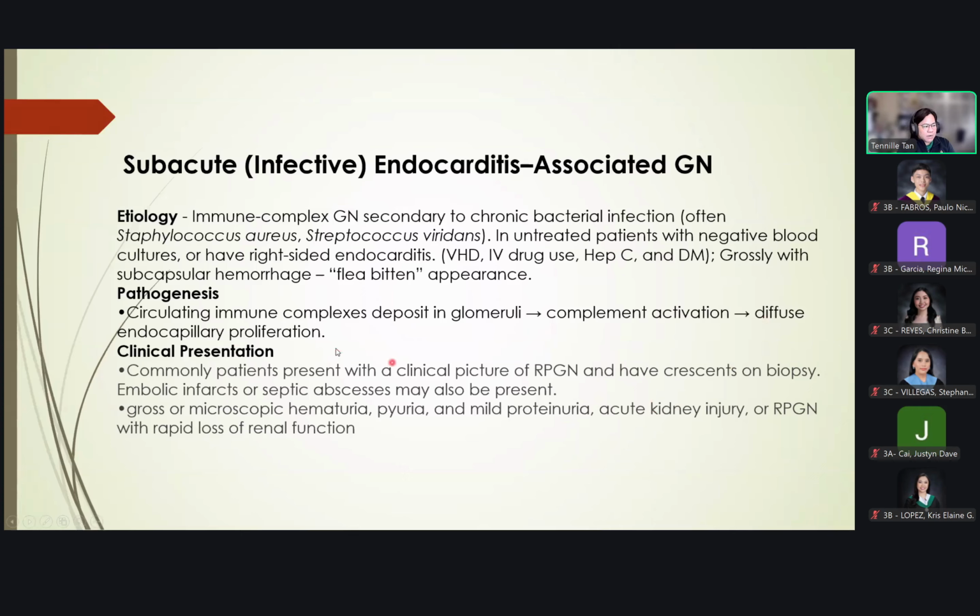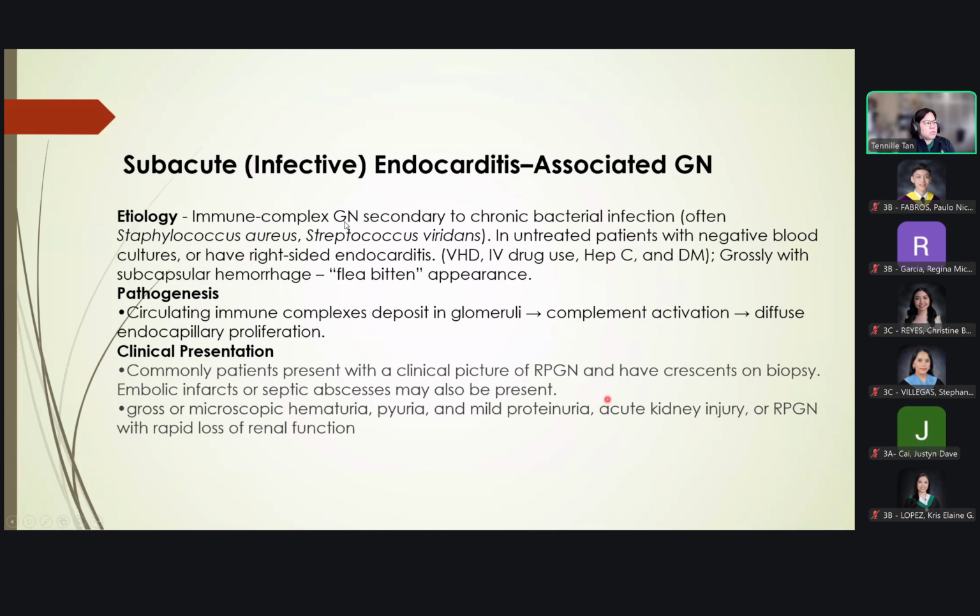diffuse endocapillary proliferation. So clinical presentation, commonly patients will present with a clinical picture of RPGN, and they will have presence on kidney biopsy. Embolic infarcts or septic abscesses may also be present. So gross or microscopic hematuria, pyuria, and mild proteinuria. Patients can have acute kidney injury or RPGN with rapid loss of renal function.